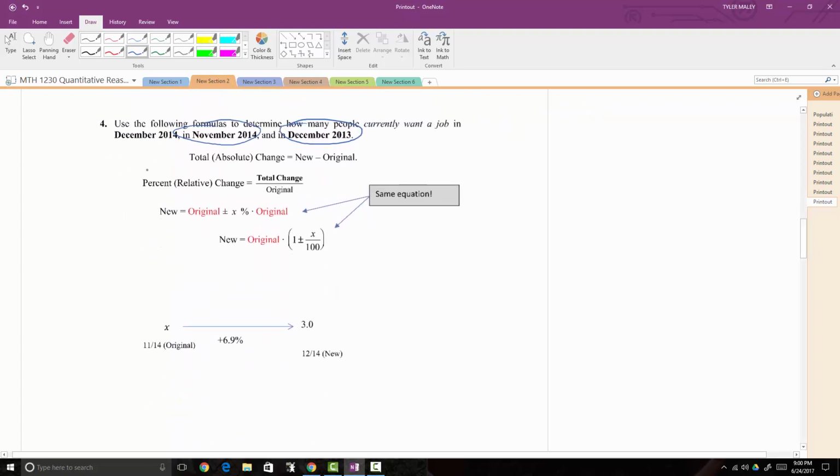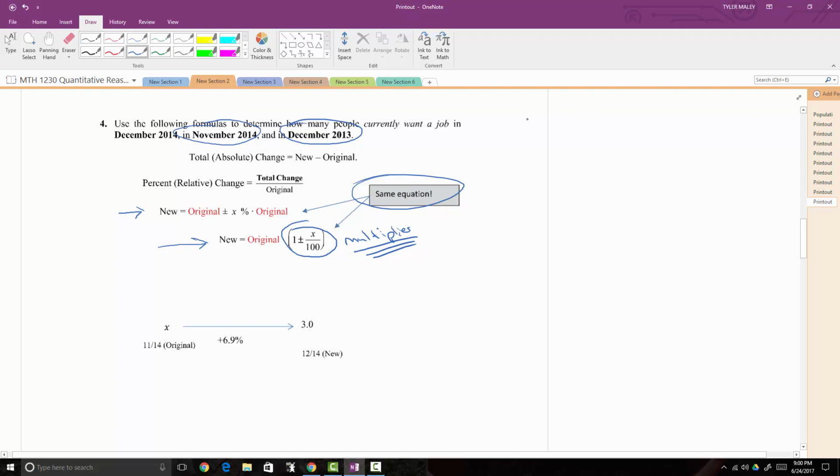So these two formulas can come in handy. We have percent change is equal to the total change divided by the original, right? And if we tweak these formulas a little bit, we can also come up with these, which is just the same equation. All of these are related, right? So then this part is called a multiplier. This is helpful with percents.